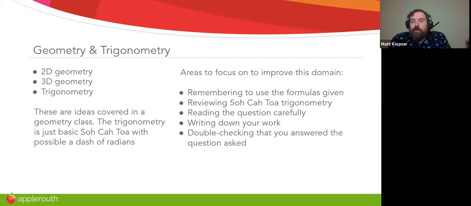I would review your basic SOHCAHTOA trig and make sure that you're comfortable with the right triangle sine, cosine, tangent trigonometry. Again, read the questions carefully, write down your work, double check that you solved what it asked for, because if they ask you for the area of a circle, the circumference is one of the wrong answers, because of course it is on there. All right, so if you're missing points on something, those would be my suggestions.